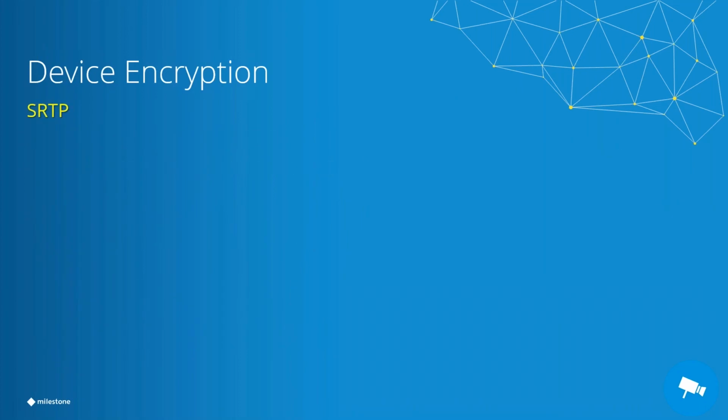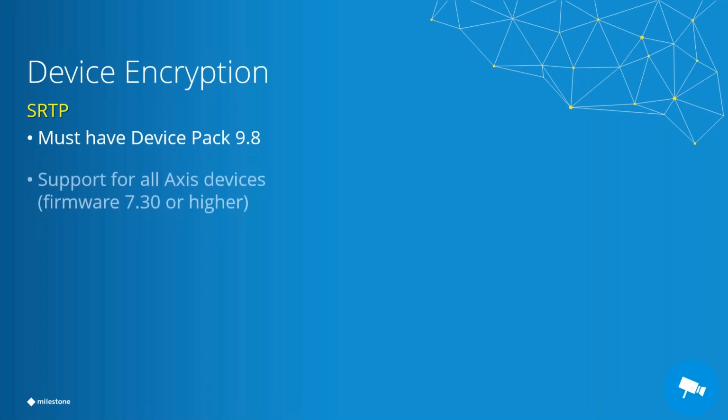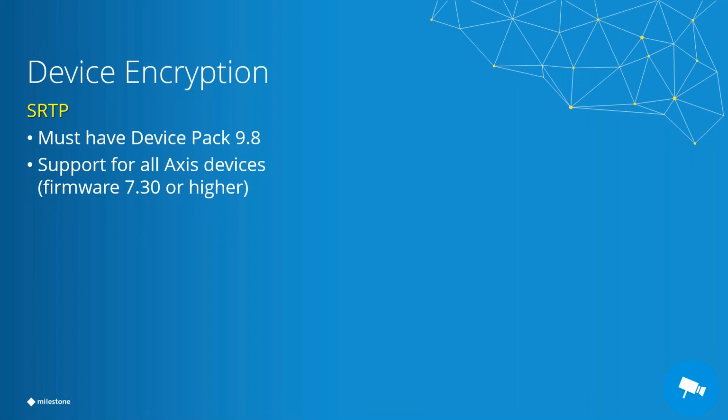Alternatively, and in conjunction with, you can utilize something called SRTP, or Secure Real-Time Transport Protocol. This was introduced in Device Pack 9.8, so you have to have Device Pack 9.8, preferably a newer device pack. And we have limited support for SRTP.